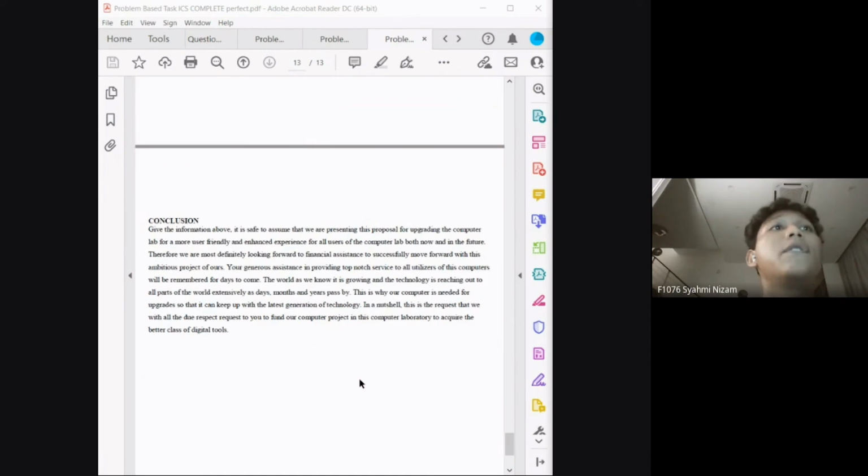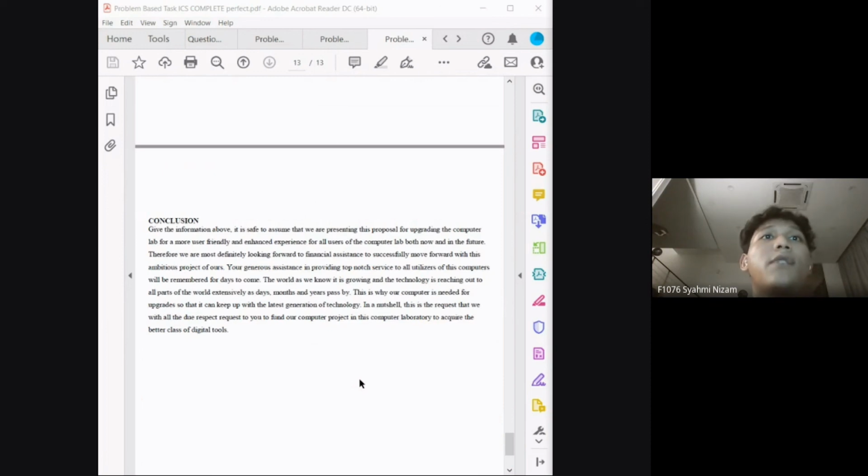So, given the information above, it is safe to assume that we are presenting this proposal for upgrading the computer lab for a more user-friendly and enhanced experience for all users of the computer lab, both now and in the future. Therefore, we are most definitely looking forward to financial assistance to successfully move forward with this ambitious project of ours. Your generous assistance in providing top-notch service to all users of these computers will be remembered for days to come. The world as we know is growing and technology is reaching out to all parts of the world extensively as days, months, and years pass by.